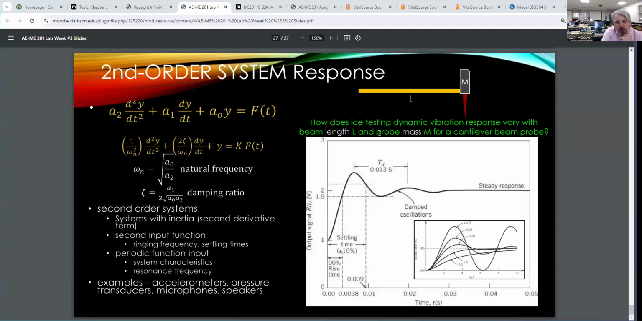This video is going to be a demo of the second order system lab. We'll be using an accelerometer and a cantilevered beam. We'll be trying to characterize the response of the second order system with natural frequency, damping ratio, and time constant.